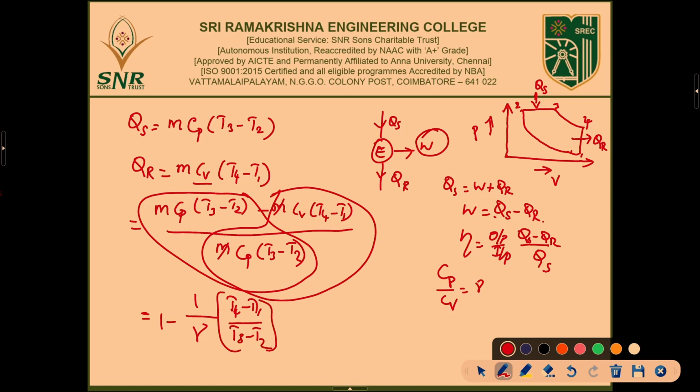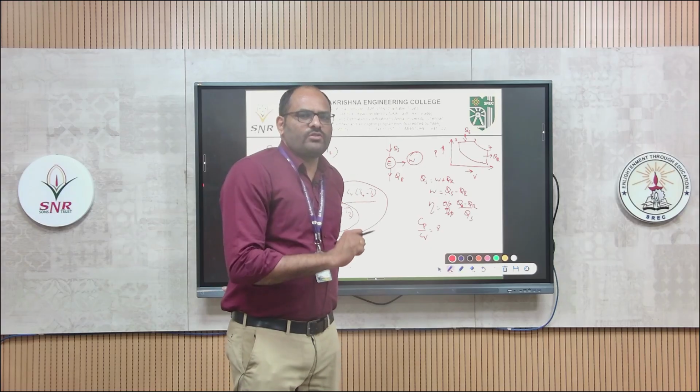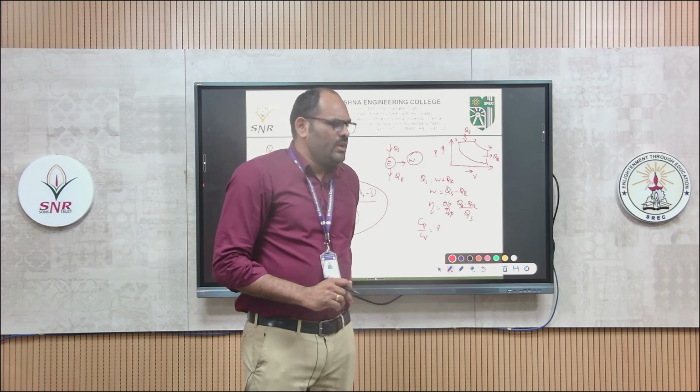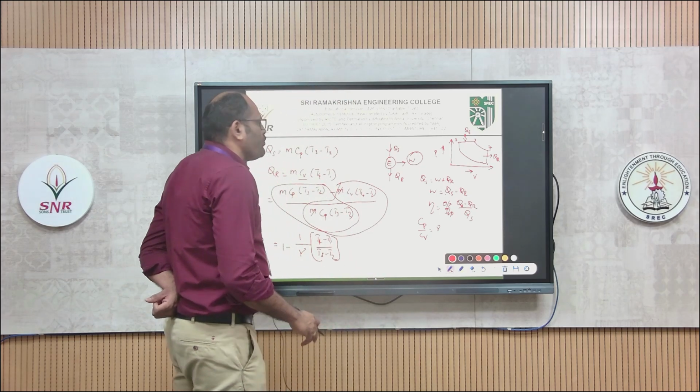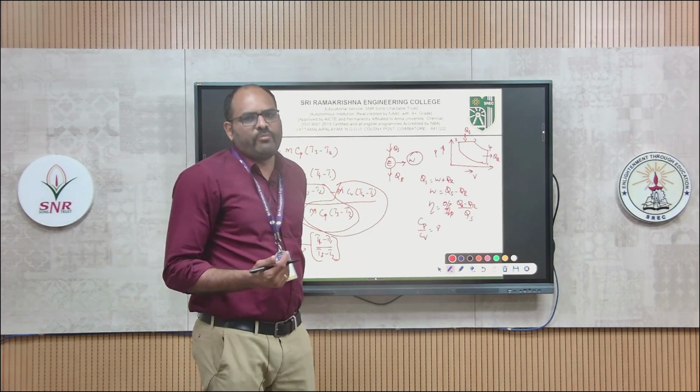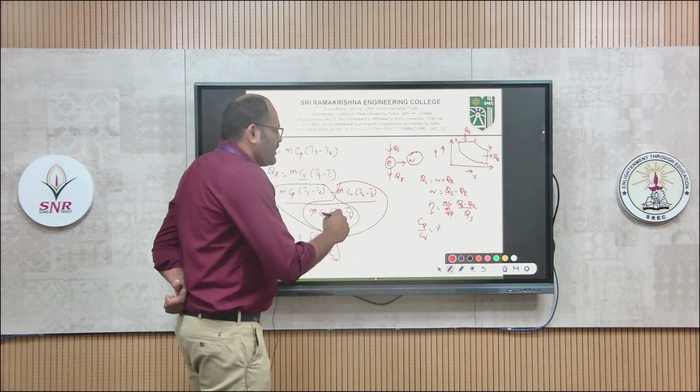Again, look at this. If you know all the temperatures in the cycle, T1, T2, T3, T4, only then can you find the thermal efficiency. So we have to look at another way to find the thermal efficiency without knowing the temperatures. Now we will discuss that.